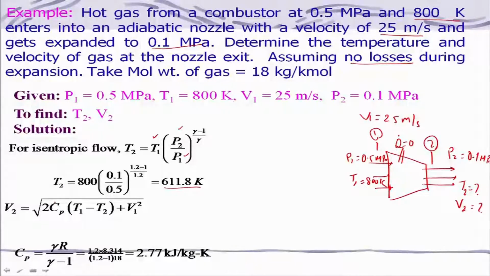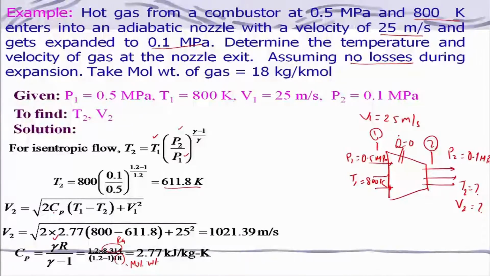From the energy equation we can get this, but now the question is how to evaluate this 2 Cp. We are saying this is an ideal gas, that is an assumption we are making, and from that Cp is equal to gamma r divided by gamma minus 1. Gamma is given, and r is the specific gas constant, that is Ru divided by molecular weight. Ru is given here, and you just substitute these values, you get 2.77 kilojoule per kg Kelvin.